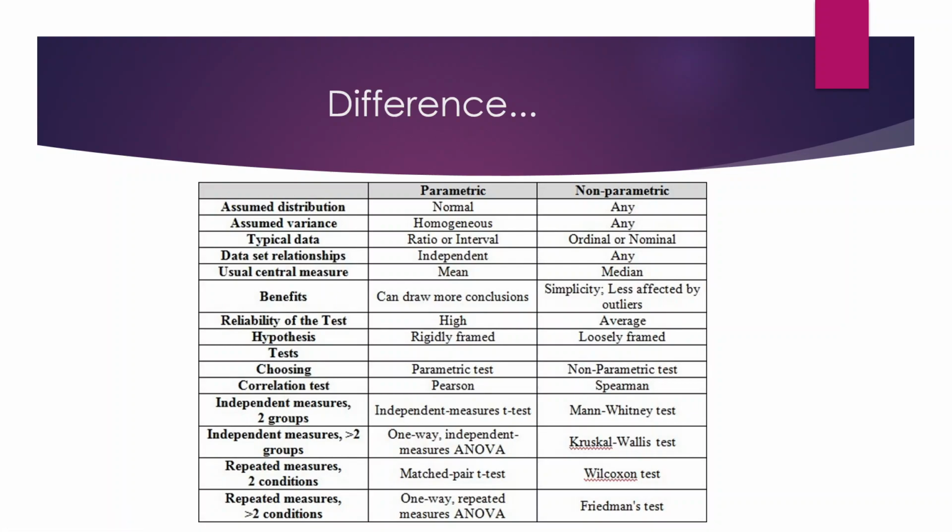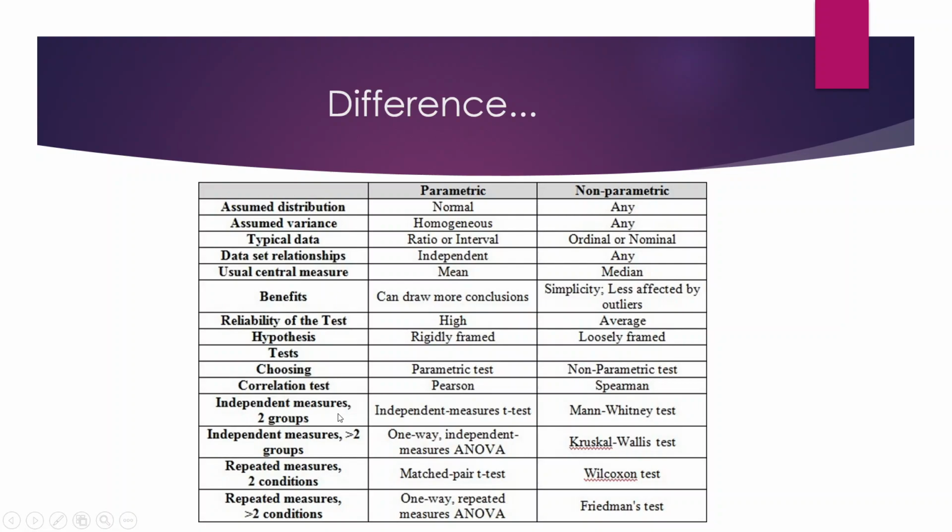If we talk about hypothesis, in case of parametric it is rigidly framed, while in case of non-parametric it is loosely framed. Now, choosing the parametric and non-parametric test: if you are carrying out a correlation test and your data is normally distributed and the dependent and independent variables are in ratio, then we use Pearson. While if it is nominal and ordinal, we use Spearman.